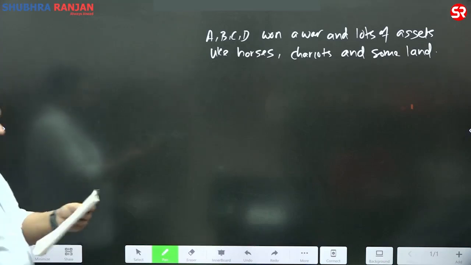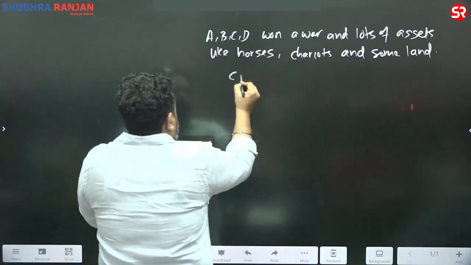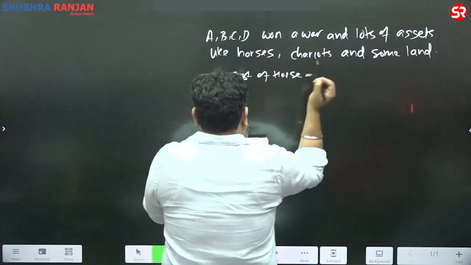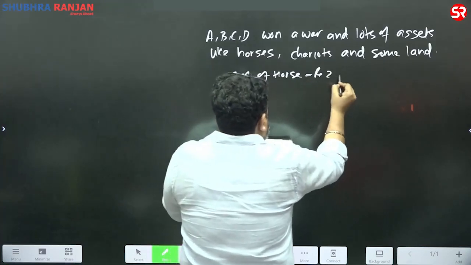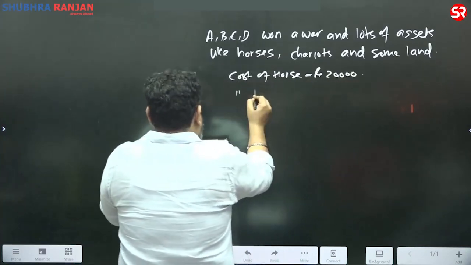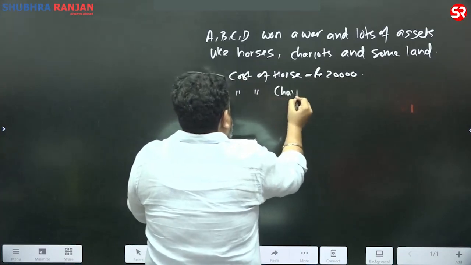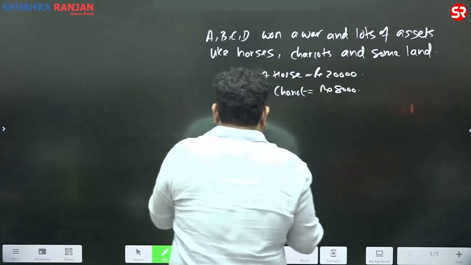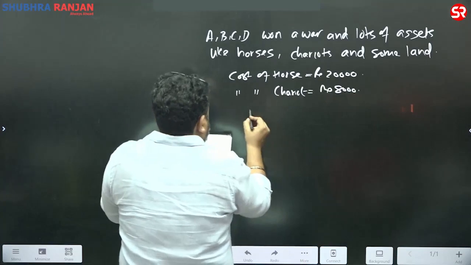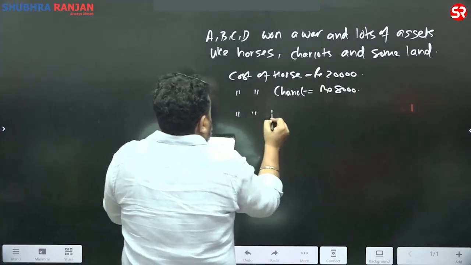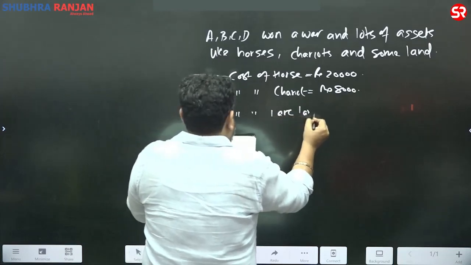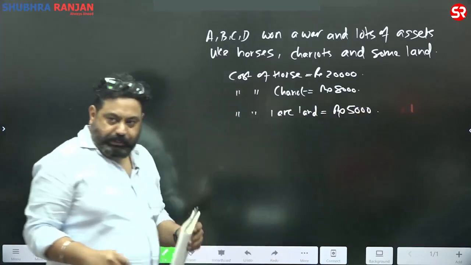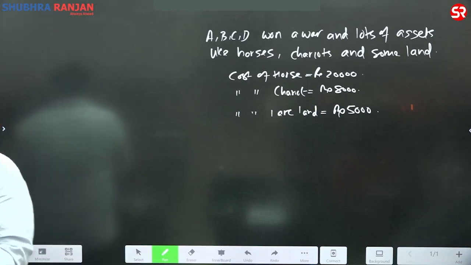So, cost of horse is rupees 20,000. Cost of chariot is rupees 8,000. 1 acre of land, cost of 1 acre land is rupees 5,000. It's a very famous question, right?